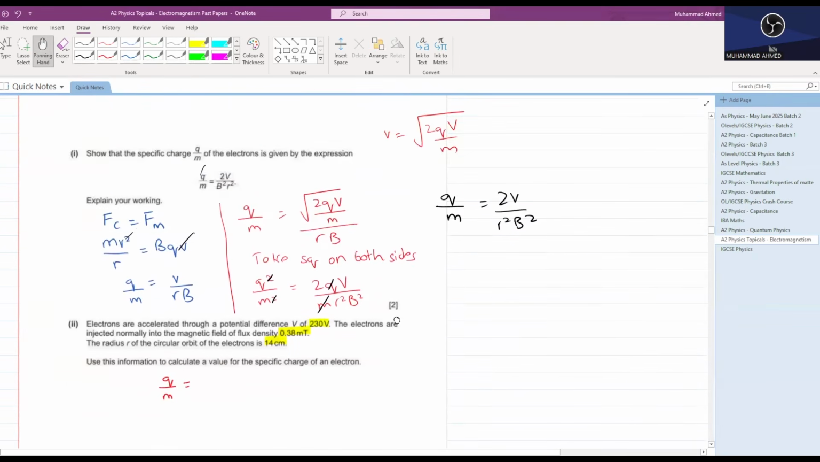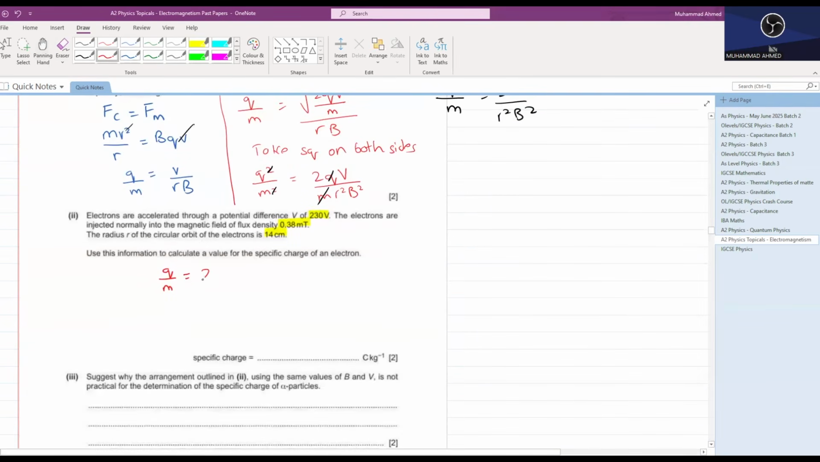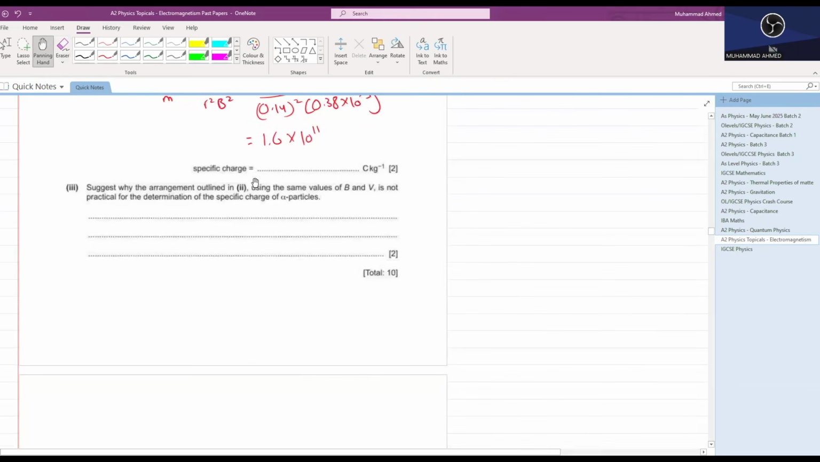What was the formula? q over m is equal to 2V over r square B square. What is your voltage value? 230. What is your radius value? 0.14 whole square. What is your B value? 0.38 into 10 raised to the power of minus 3, whole square. Can you calculate the value of q over m? Yes, it comes out to be 1.6 into 10 raised to the power of 11. Simple as that.